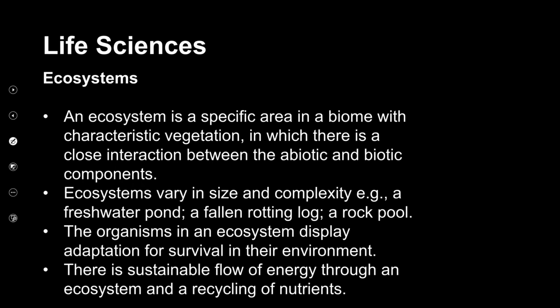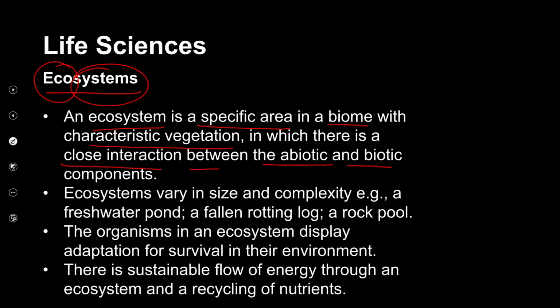It's important that we understand what an ecosystem is. Eco refers to ecology, and systems refer to the interactions of organisms. An ecosystem is a specific area in a biome with characteristic vegetation in which there is a close interaction between the abiotic and the biotic components. So as I mentioned, let's try and understand what the ecosystem is.